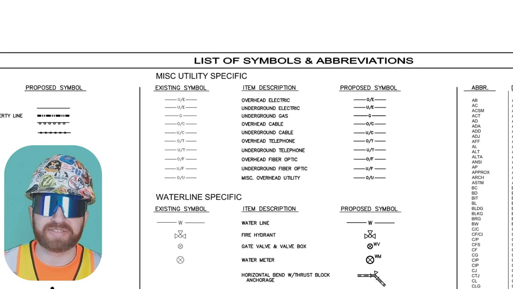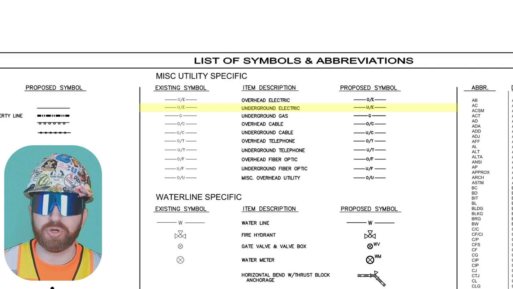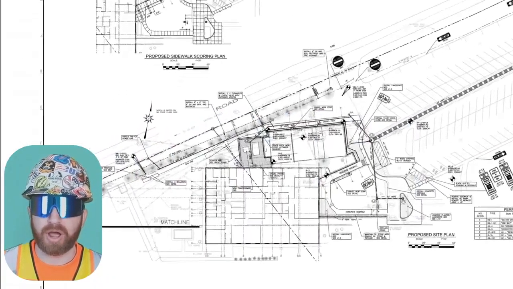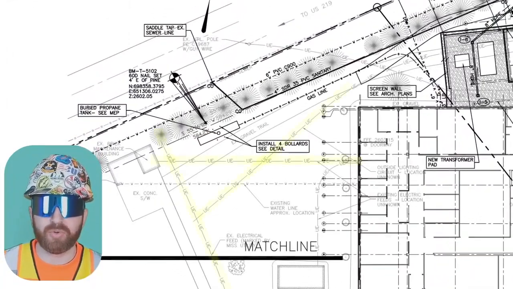Okay, let's look at a quick example. I'm going to look at this one in particular. It's a line with UE through it forming this symbol. I'm going to jump to C2.0, the proposed site plan, to explain this. Okay, here we are. I'm zooming in and I can see this UE line.